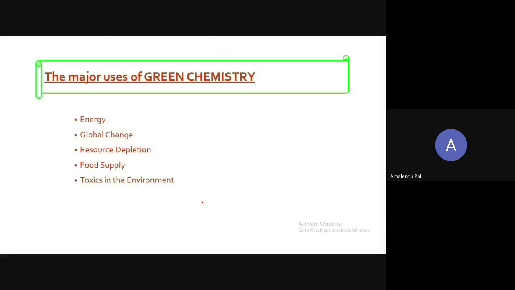So let's come to the major uses of green chemistry. Simply, I'm telling, that is energy, global change, resource depletion, food supply, toxics in the environment. What is the use of green chemistry in the energy part? What is the use of green chemistry in global change? Let's see one by one. That is energy, how green chemistry is useful.